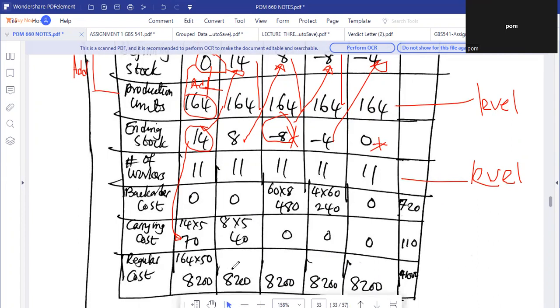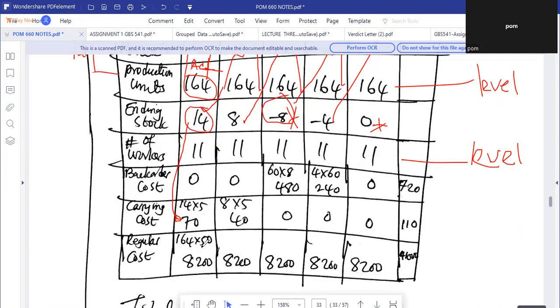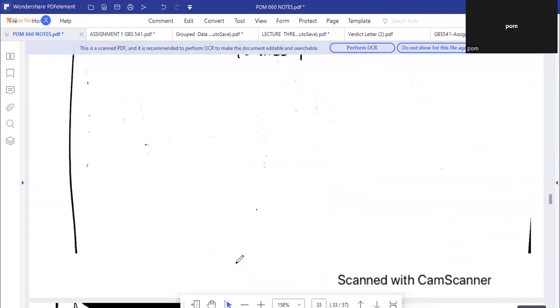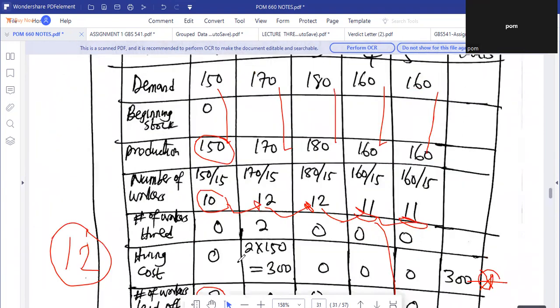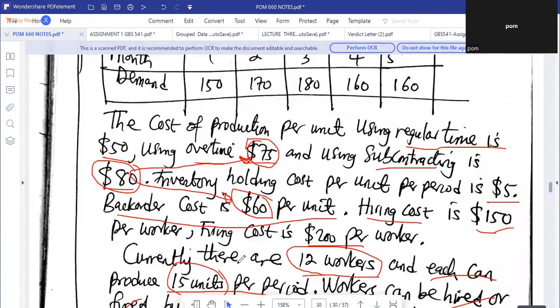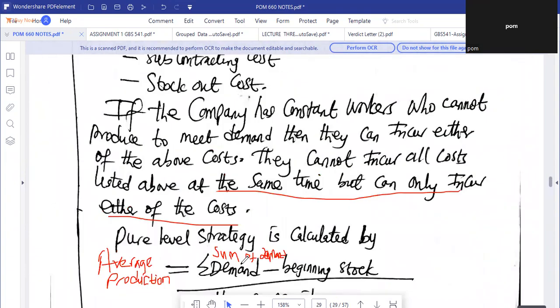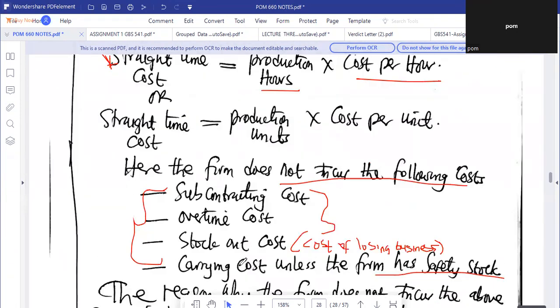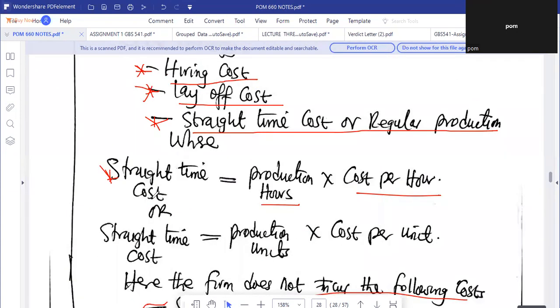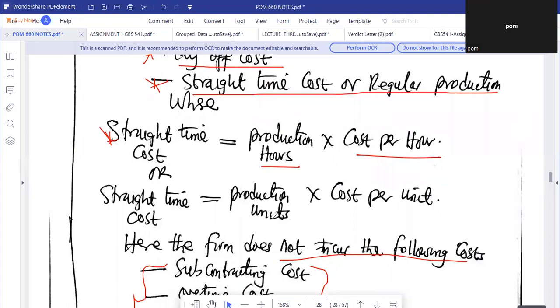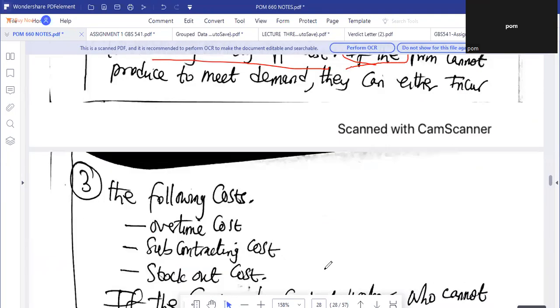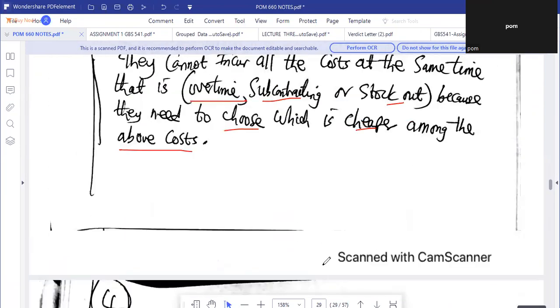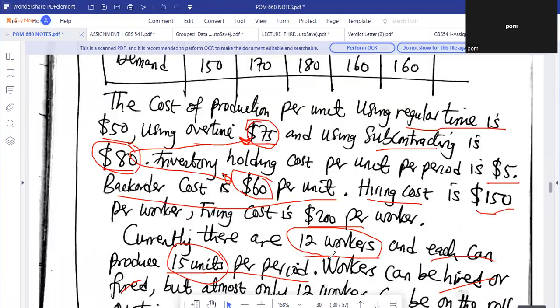Then our regular cost, it is 164, which is production units. Like I mentioned, the regular production cost is equal to production hours multiplied by cost per hour, which is a straight time cost. Straight time cost: production hours multiplied by cost per hour, or production units multiplied by cost per unit. And from here, we can see that our regular cost is $50.